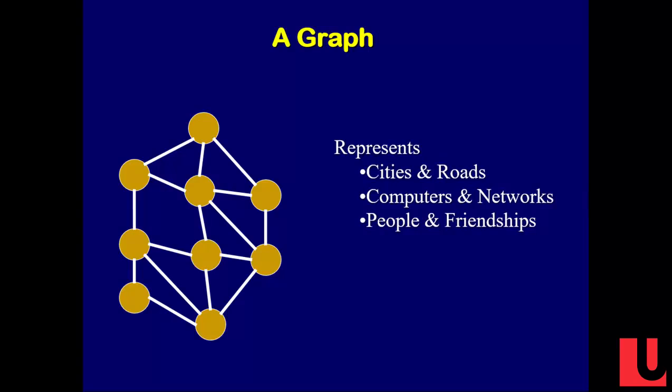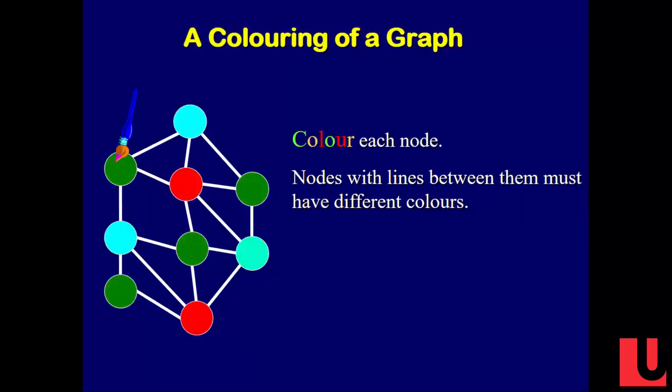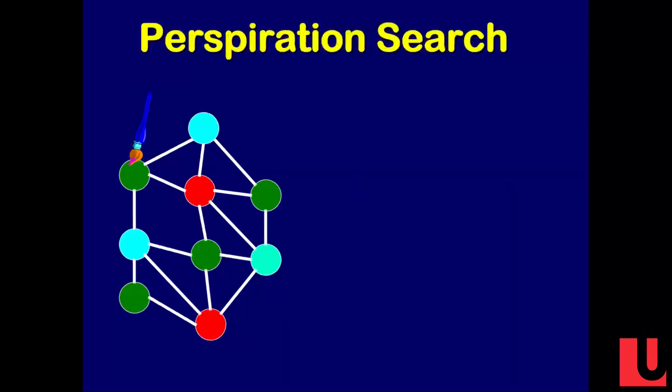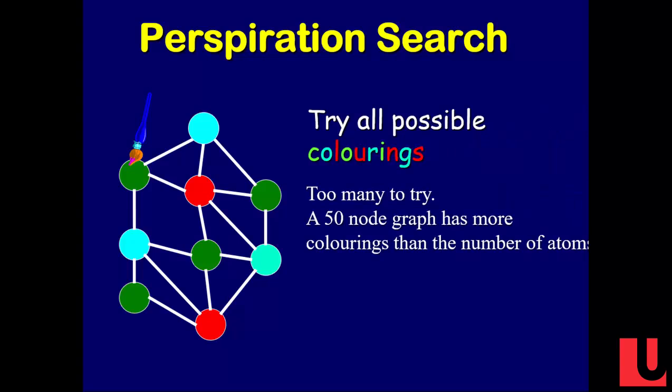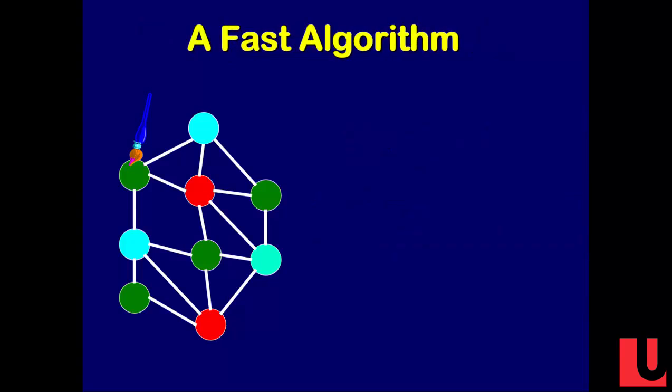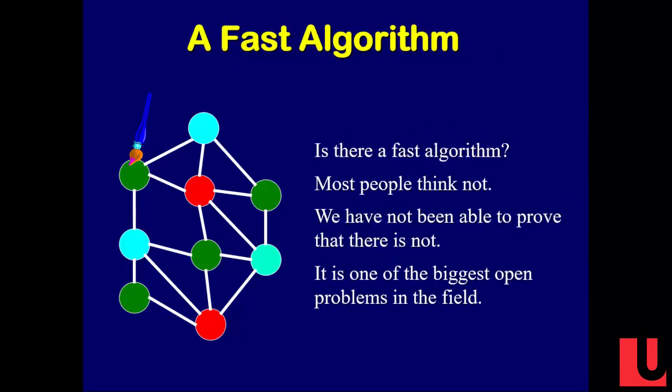Graph problems. You have a bunch of nodes and edges. Can I color it with 3 colors so that every edge is bichromatic? One algorithm is to try all colorings, but there are too many colorings. Is there a fast algorithm? We don't think so.